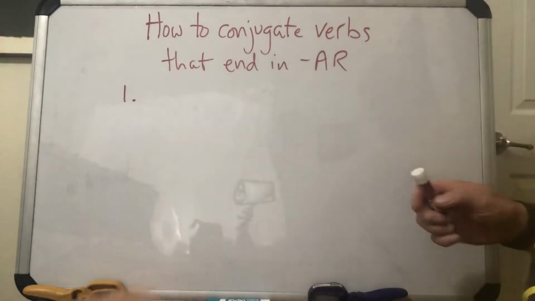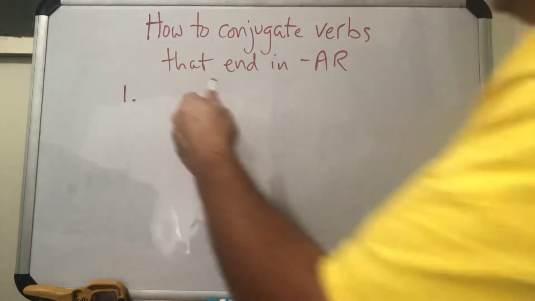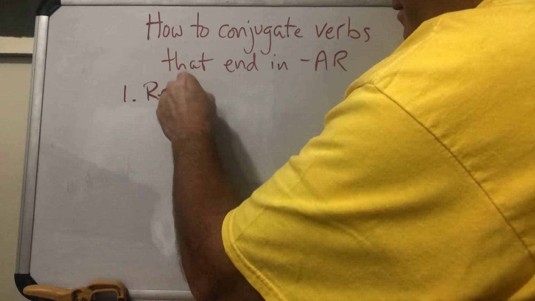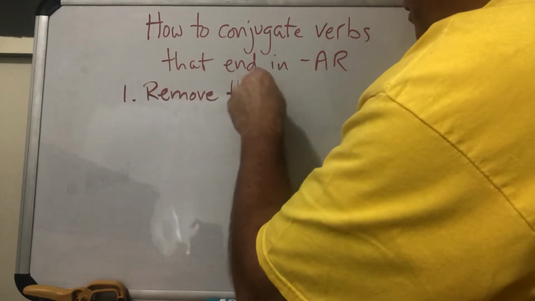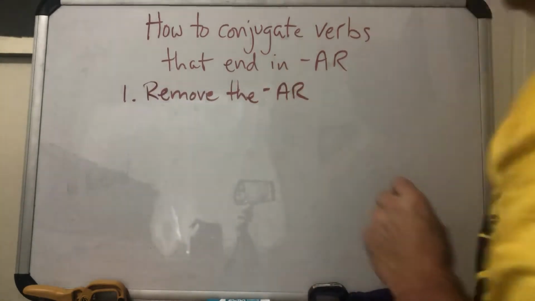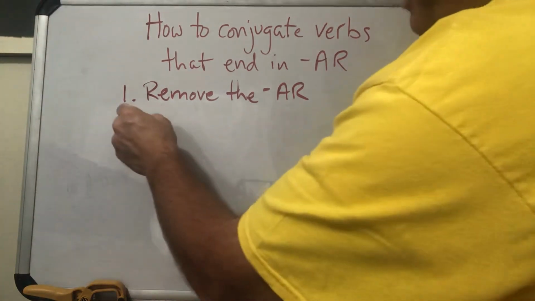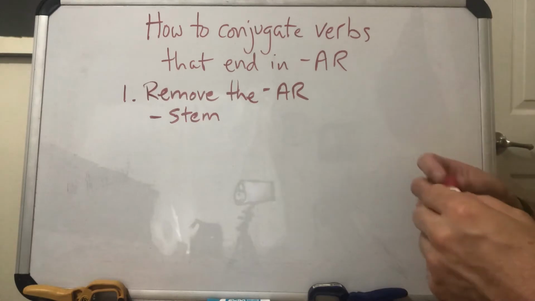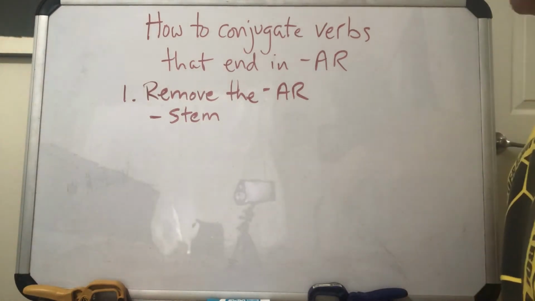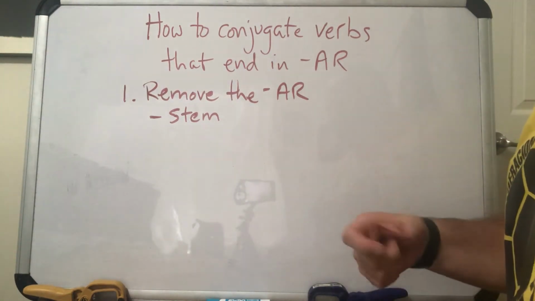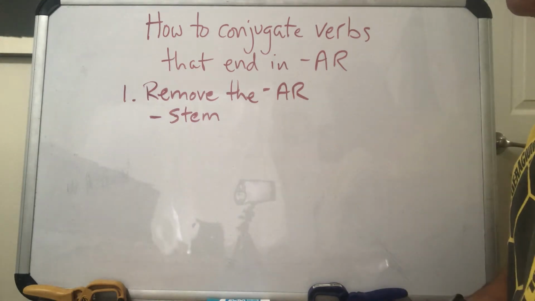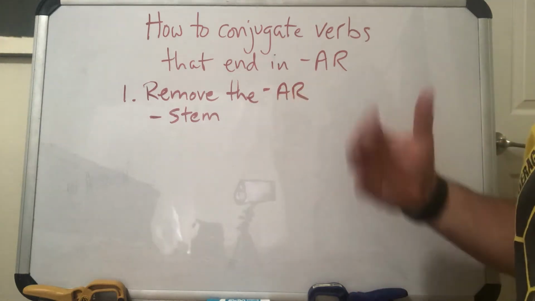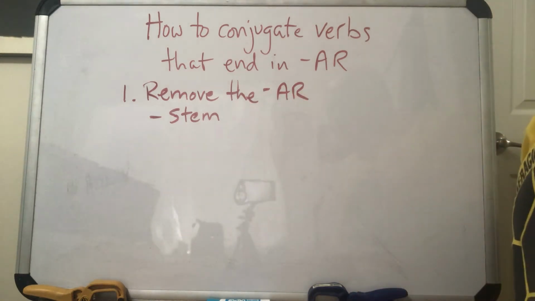All right, 3 steps here. Numero uno. We're just doing the AR. Numero uno is remove the AR. We're going to take off that 2-letter ending, and when we do that, we have the stem. Some people call it the root of the verb. I like to call it the stem because later on in this book we have stem changing verbs. If you already know what the stem is, then you know we have to change it.